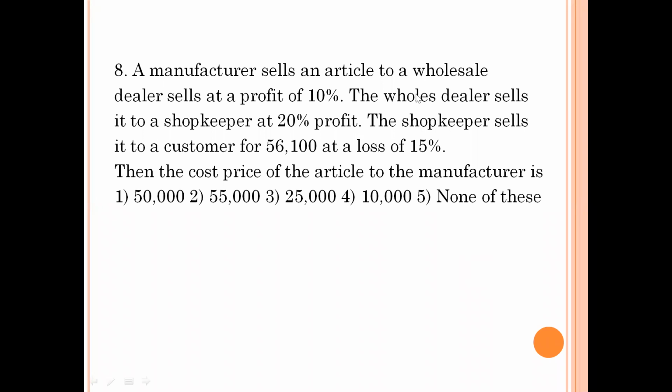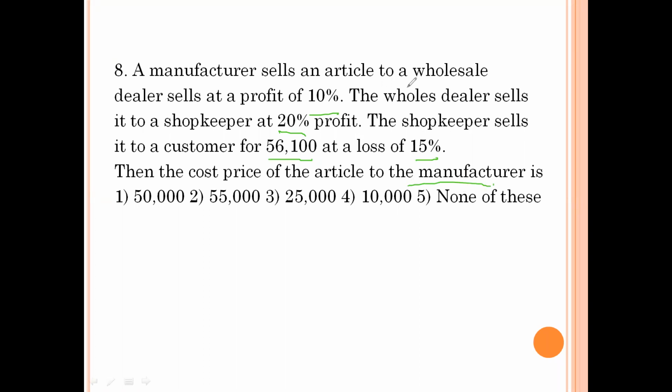Next. A manufacturer sells an article to a wholesale dealer at a profit of 10%. The wholesale dealer sells it to his shopkeeper at 20% profit. The shopkeeper sells it to a customer for 56,100 at a loss of 15%. Then the cost price of the article to the manufacturer is.